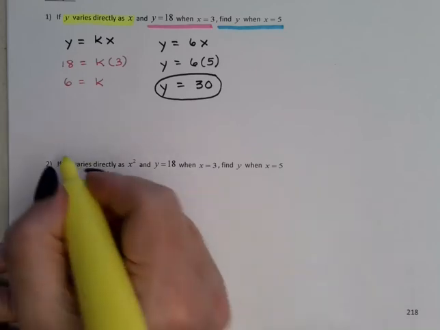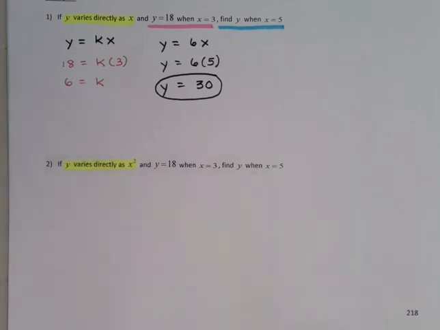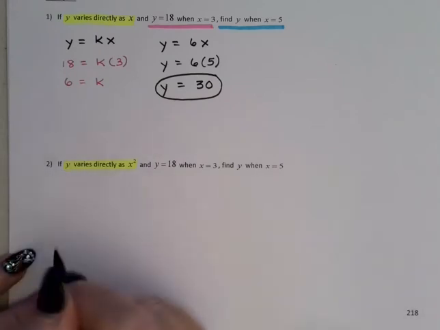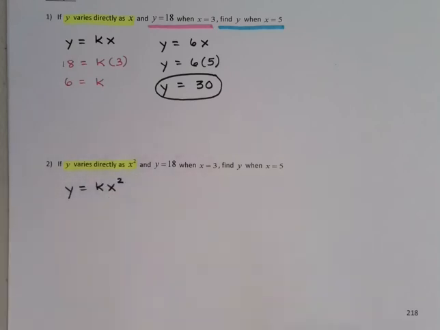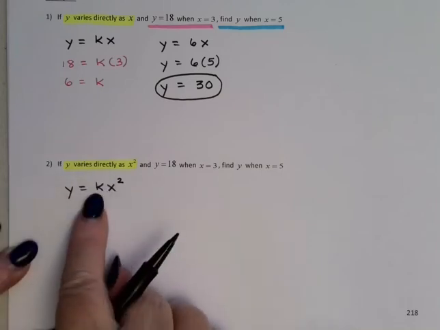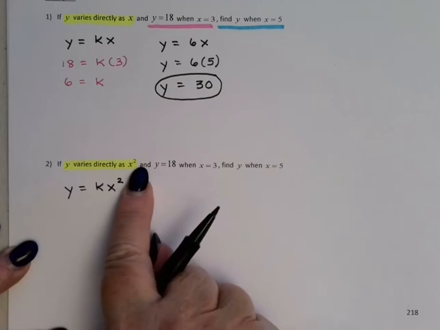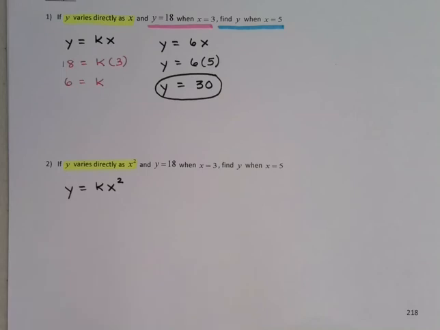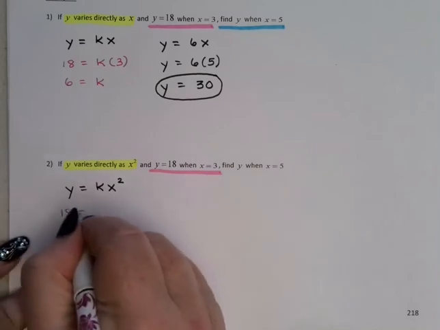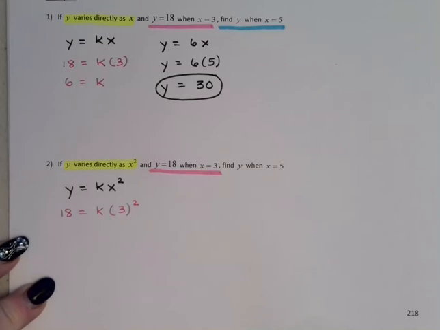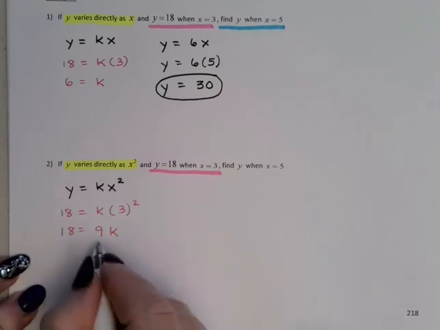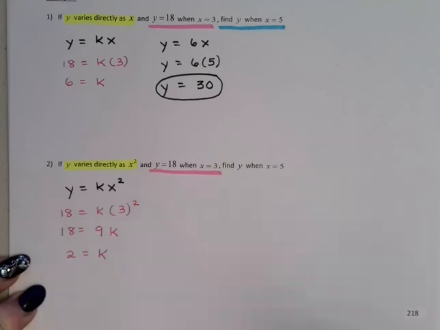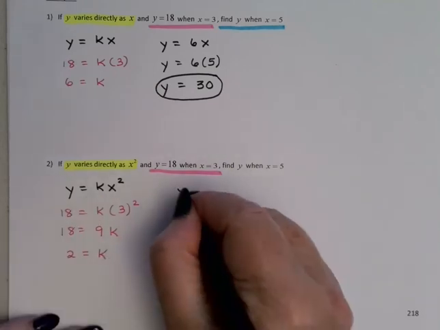In number 2, we're told that y varies directly as x squared. So my variation equation is y equals, instead of just k times x, this time it will be k times x squared. But again, it's direct variation, so it's k multiplied by whatever's there, in this case, x squared. Once again, we're given the information that y is 18 when x is 3, so I'm going to plug that in. And let's see, 3 squared would be 9, so that's actually 9k. And then dividing both sides by 9 gives me k equals 2. So I now know y equals 2x squared.